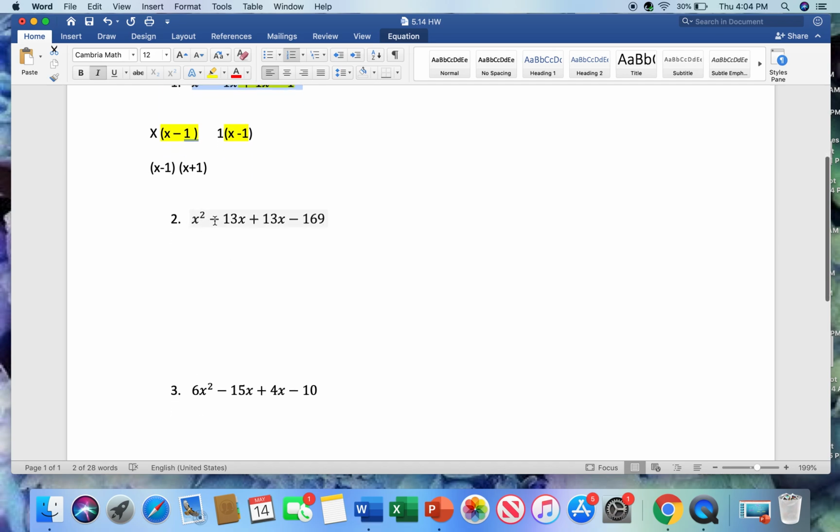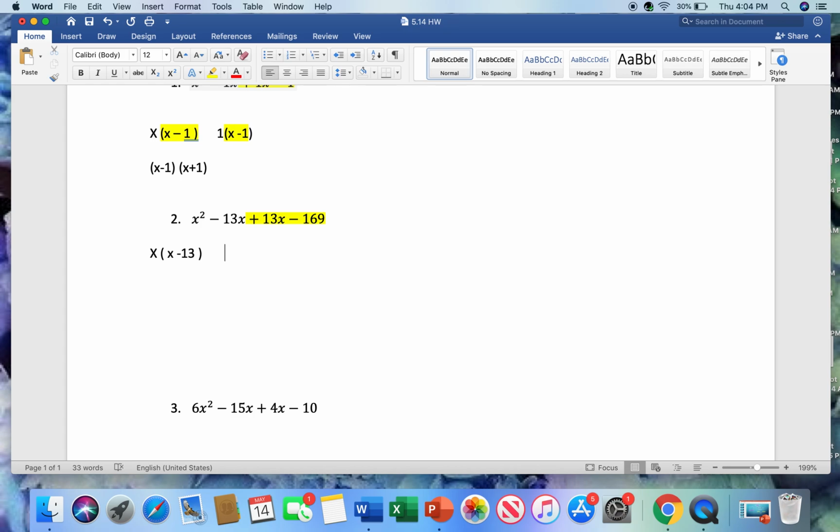Let's try this one. x squared minus 13x plus 13x minus 169. Okay, let's find the common factor between x squared and negative 13x. The common factor is x. And same thing, how do we get x squared back? Multiply it by x. How do we get 13x? Multiply it by minus 13.